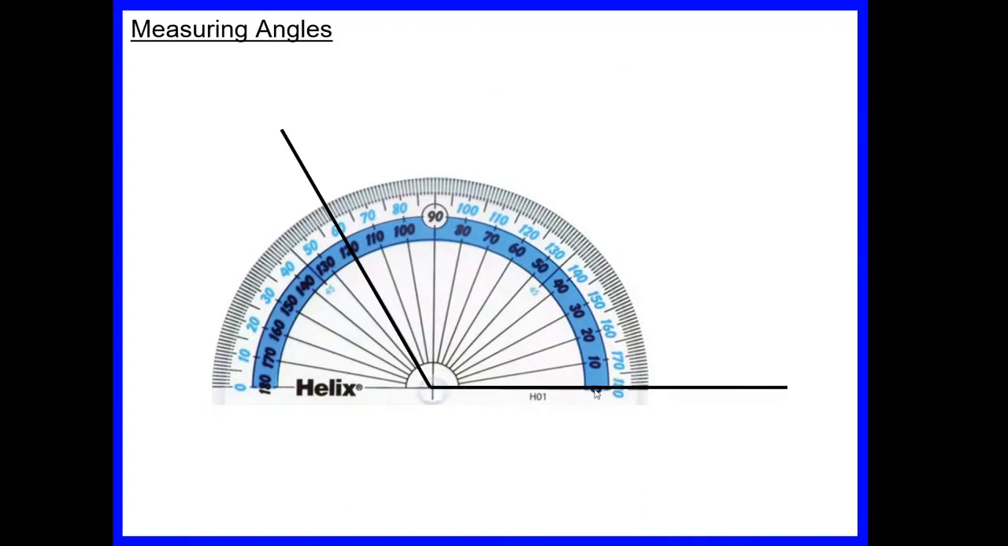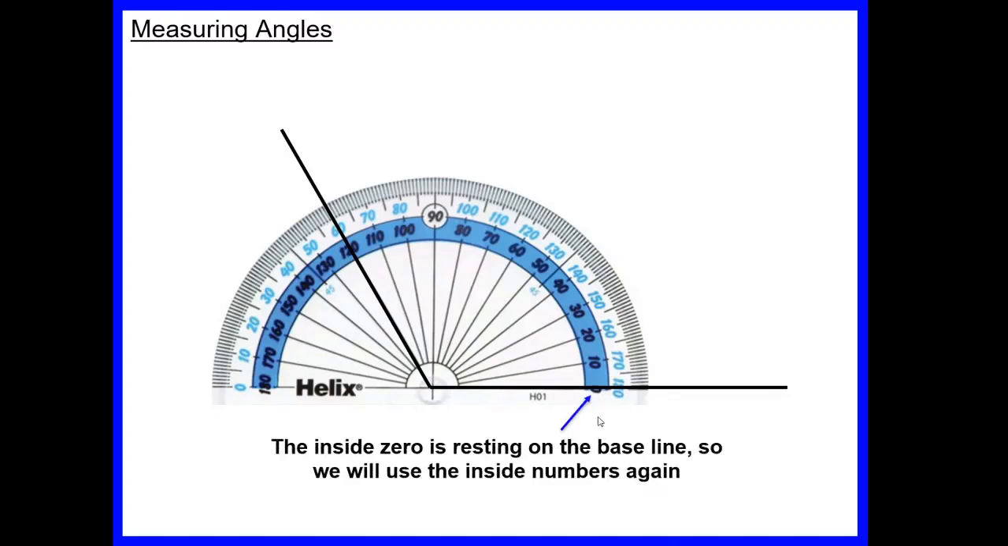We can see that the 0 on the baseline is on the inside scale again, so we're going to count round anti-clockwise using the inside scale. The other line this time is resting on 120, so our angle is 120 degrees. An obtuse angle of 120. Again, if we use the wrong scale, we would get an acute angle, and we can see that's definitely an obtuse angle we started with.